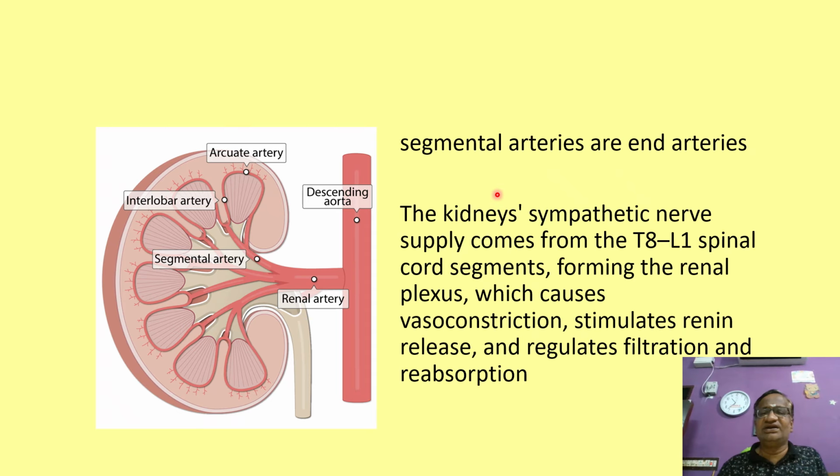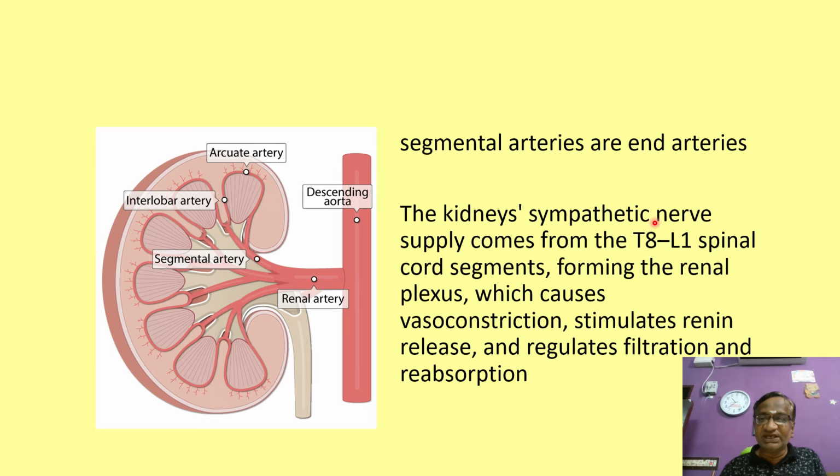Segmental arteries are mostly end arteries. The kidney's sympathetic nerve supply comes from T8 to L1 of the spinal cord, which forms the renal plexus, which causes vasoconstriction, stimulates renin, regulates filtration, and regulates absorption. You can see the renal artery, the segmental artery, the interlobar artery, and the arcuate artery. This is the typical picture of the arterial supply of the kidney. The segmental arteries are usually end arteries, supplied by the sympathetics from T8 to L1.